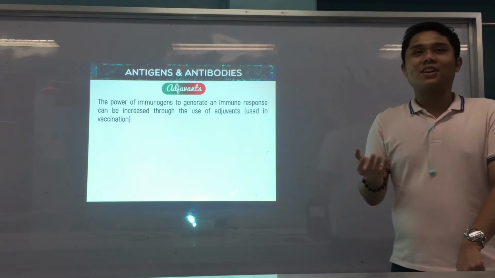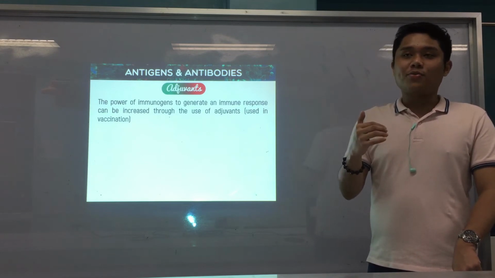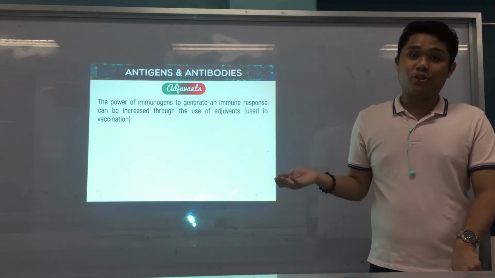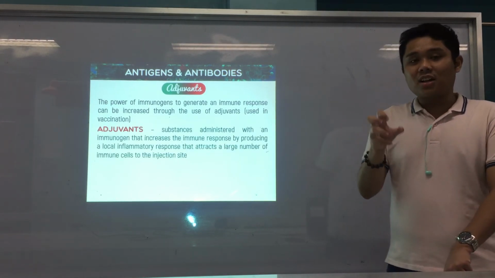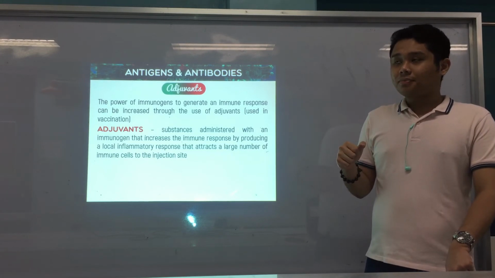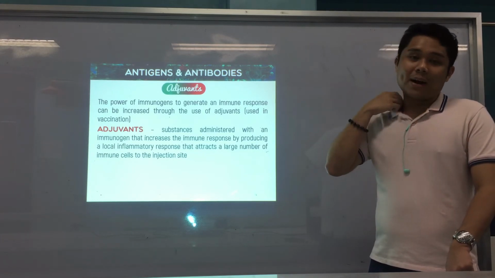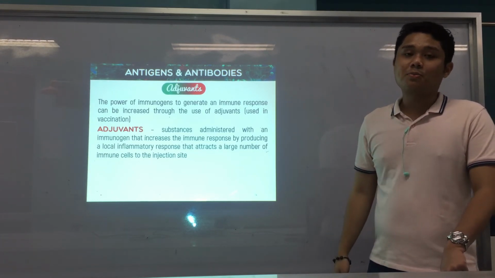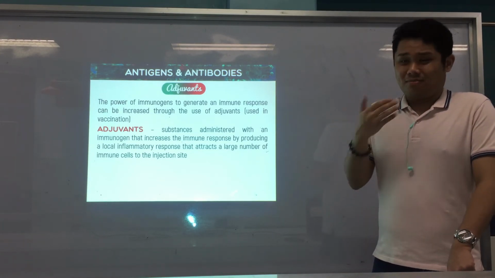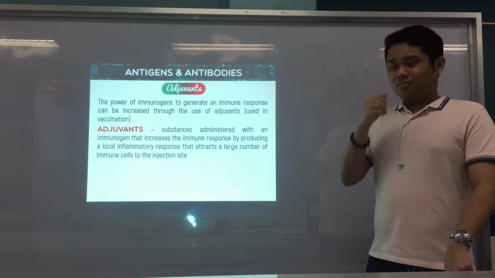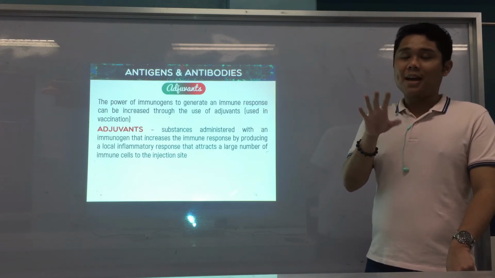So these are just adjuvants. These are just substances that can increase or strengthen the immune response of a body to an immunogen. Usually these are used in vaccination. Adjuvants are substances that can be added to vaccines, usually to intensify the immune response of your body, so that more antibodies are produced by your body.